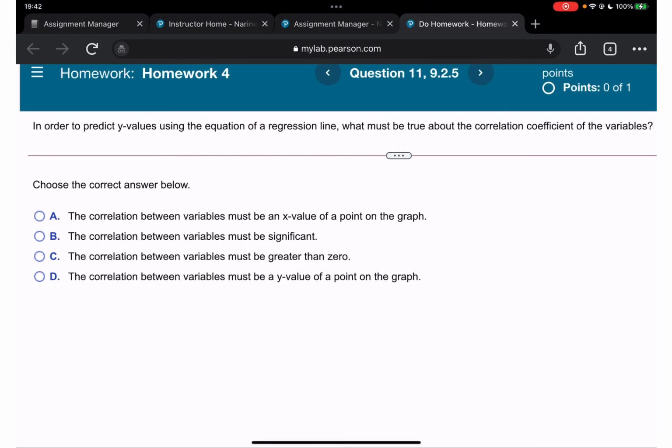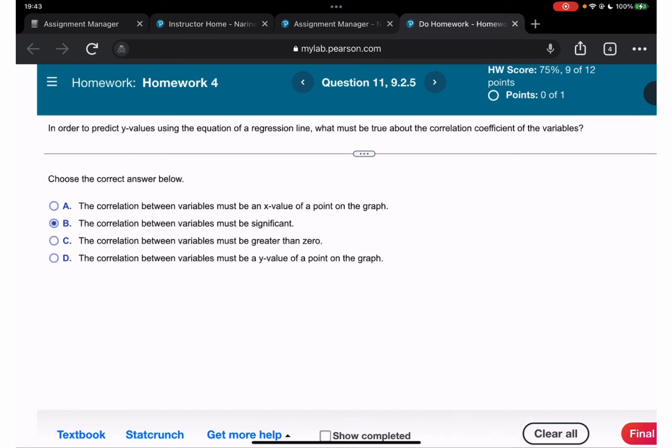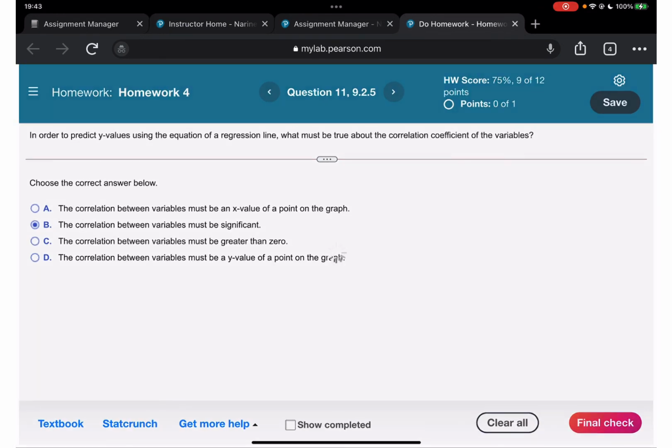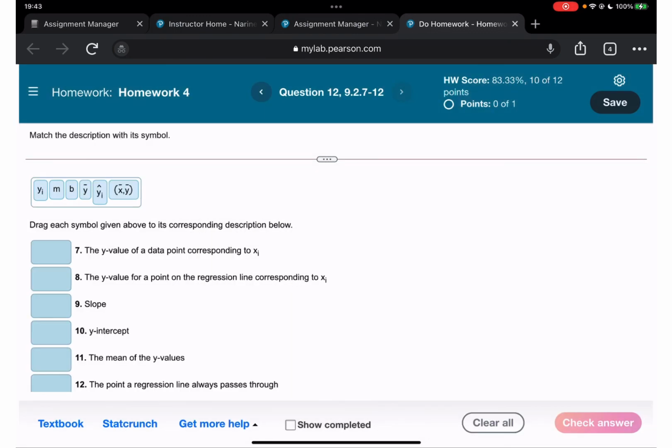So what does it say? In order to predict y values using the equation of the regression line, what must be true about the correlation? The correlation between variables has to be significant. This one. Okay, if the correlation is very low, 0.05, then it's not significant. Nice work. Moving to the next question.